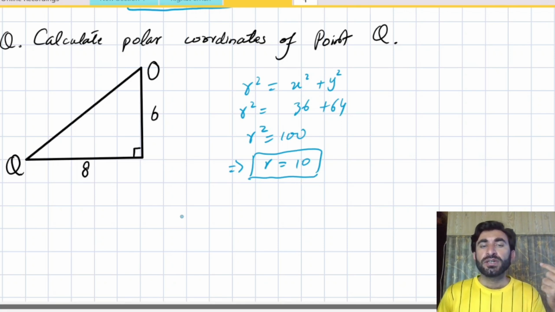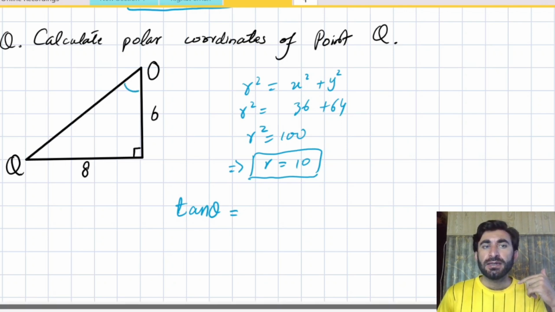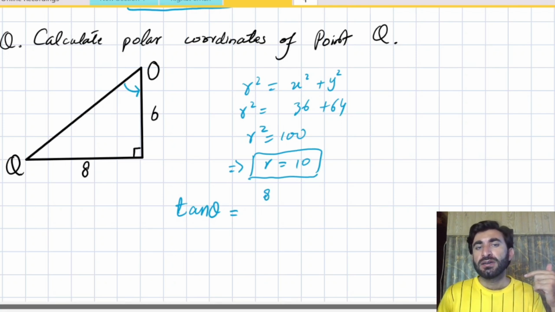That is the first polar coordinate. And what is the second polar coordinate? That is tangent of theta is equal to y upon x. And what is y and what is x? X is basically adjacent to the angle and y is opposite to the angle. So y is 8 over here, x is 6 over here, and we get theta is equal to tangent inverse of 8 upon 6.